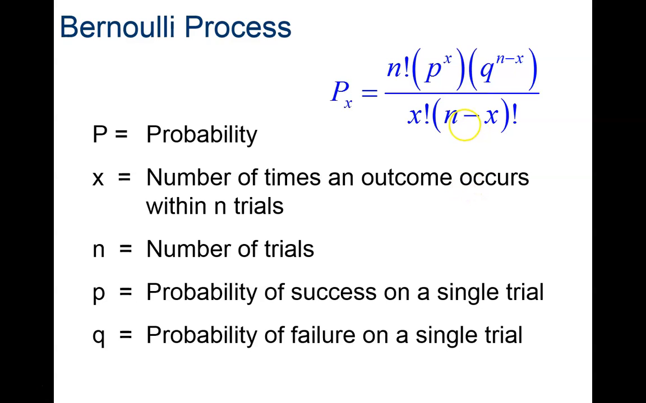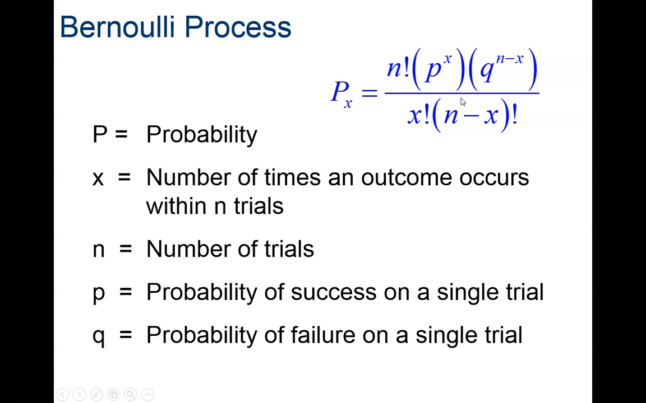Okay, so this equation looks a little chewy. It's not quite as bad as it seems. So this is a way of calculating the probability of something that only has 2 outcomes for each trial. Okay, so P is the probability. Okay, that's the result of our calculation. X is the number of times an outcome will occur within N trials. So basically, how many times are you going to land on heads? Okay, that's X. So you see X 1, 2, 3, 4 times.